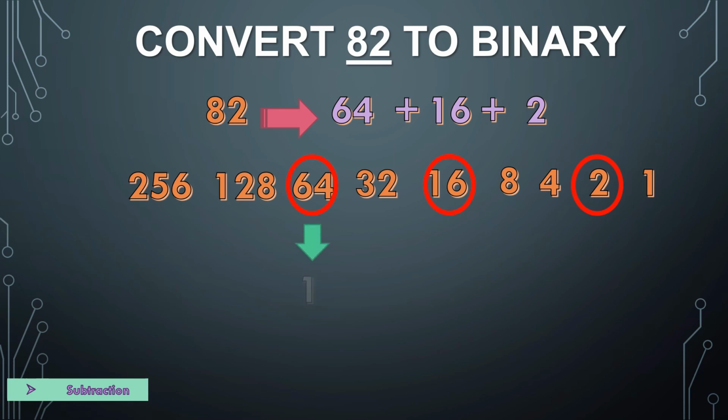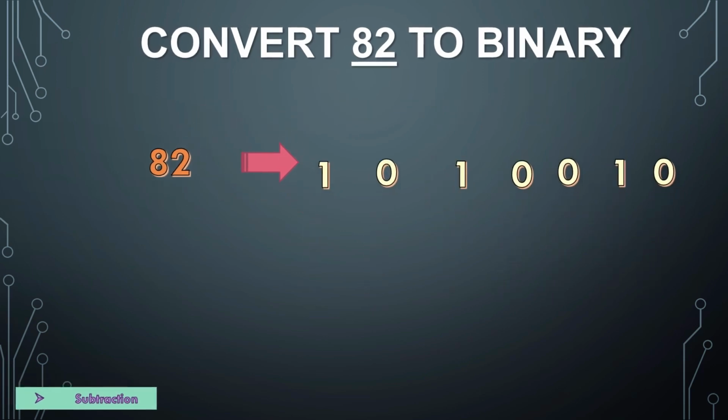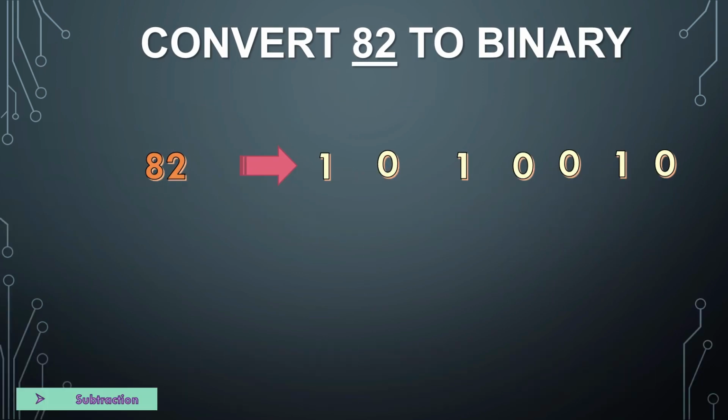Under 64, we're going to have a 1 because we don't have 32, so the equivalent will be 0. 16 is equivalent to 1. 8, we don't have 8 and 4, so the equivalent will be 0. Then we have 2, so it's equivalent to 1, and we have no 1, so the equivalent is 0. So the binary is 1010010. If you get it correctly, congratulations.